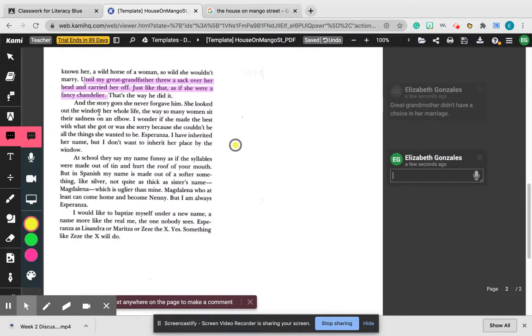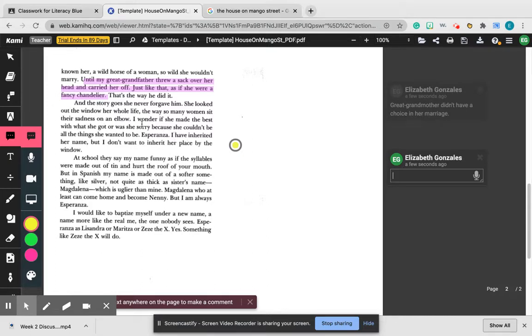And the story goes she never forgave him. She looked out the window her whole life, the way so many women sit their sadness on an elbow. I wonder if she made the best with what she got, or was she so sorry because she couldn't be all the things she wanted to be? Esperanza. I have inherited her name, but I don't want to inherit her place by the window.